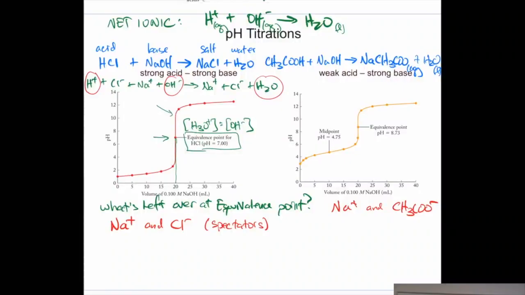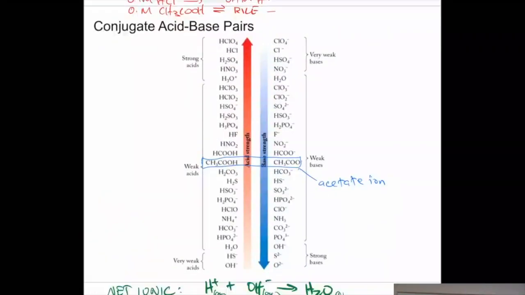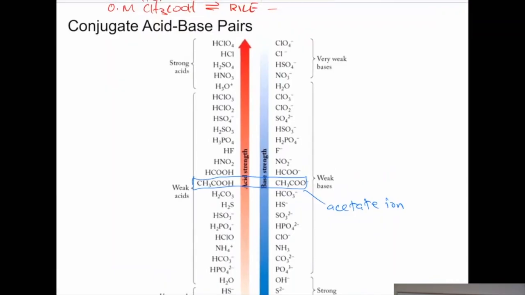That's what's left over. So now the question becomes, what effect do those ions have on the solution when we're at the equivalence point? It's an interesting problem. Take a look at sodium ion and the chloride ion. Where did they come from? What are they on this conjugate chart? Here's the chloride ion, and you might recognize that chloride is the conjugate base of HCl, and HCl is a strong acid.